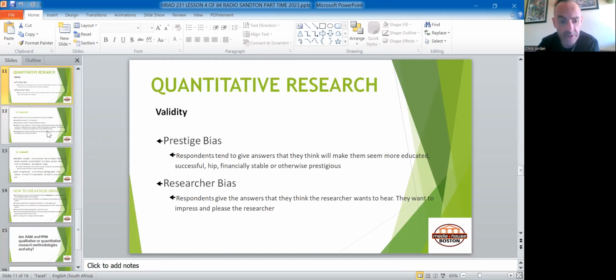Let's look at a couple more slides on quantitative research. So with validity, we have what we call prestige bias and researcher bias, right?